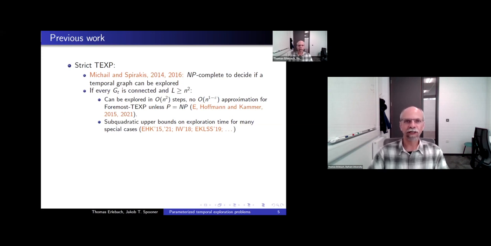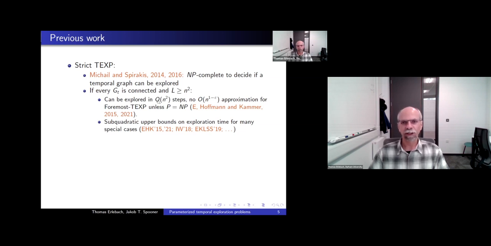So some previous work in the strict model: temporal exploration was defined by Michail and Spirakis in 2014. And one of many results they showed was that it's NP-complete to decide if a temporal graph can be explored at all. They proposed considering the model where the graph is connected in every step. So every layer is a connected graph, and you assume that the lifetime is at least n squared, where n is the number of vertices, because this guarantees that the graph can be explored.